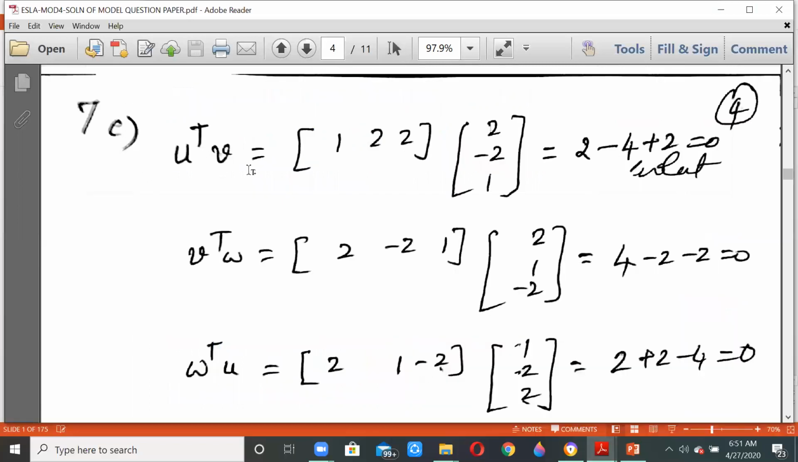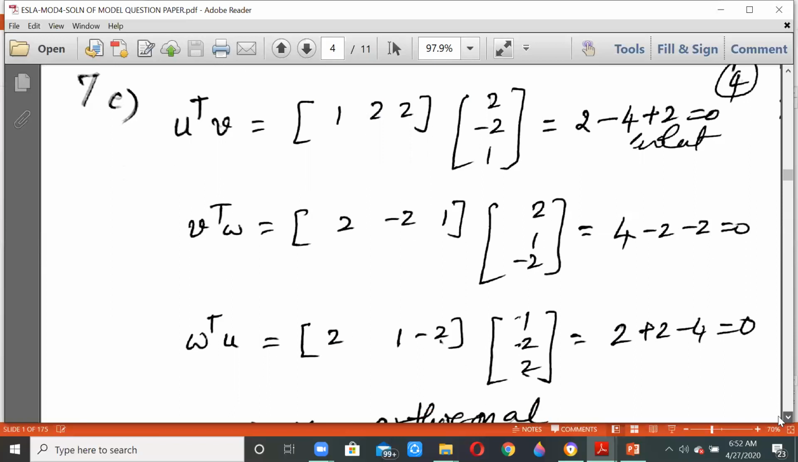So u transpose v is 1, 2, 2 times 2, minus 2, 1. So that will be 1 into 2, 2; 2 into minus 2, minus 4; 2 into 1, plus 2. So naturally, this gives us the value 0. V transpose w is 2, minus 2, 1 times 2, 1, minus 2. 2 into 2 is 4, minus 2 into 1 is minus 2, 1 into minus 2 is minus 2. So again, you'll get a value 0. So v and w are orthogonal.